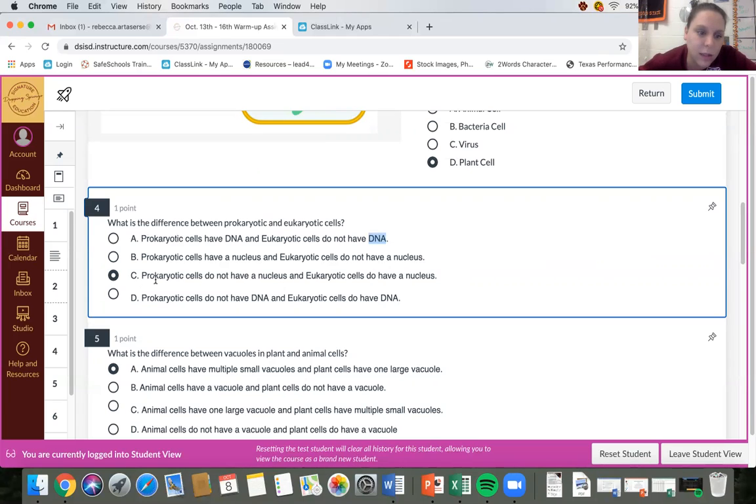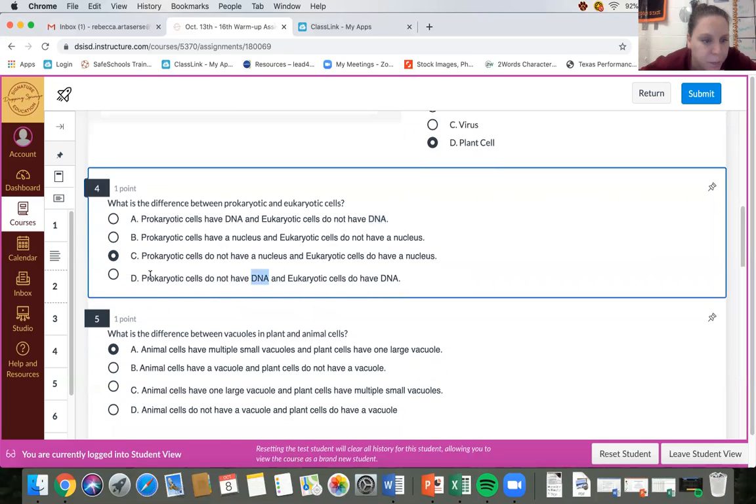This one's looking like the correct answer. And then D, prokaryotic cells do not have DNA. Well, again, we know that's not true. Bacteria are organisms, and in order for it to be an organism considered alive, it has to have DNA. So prokaryotic cells do have DNA. So that's incorrect. So the correct answer is C.